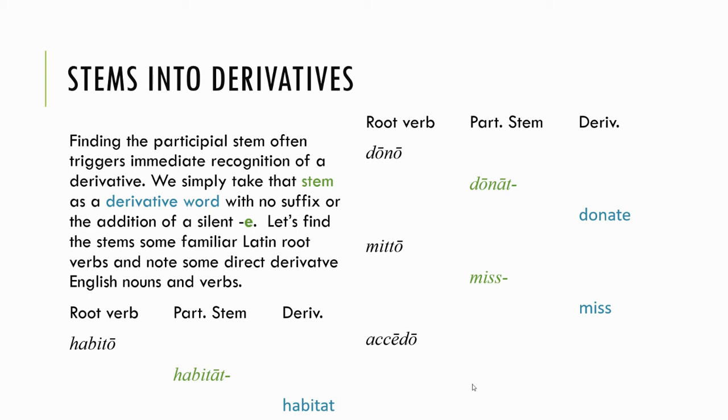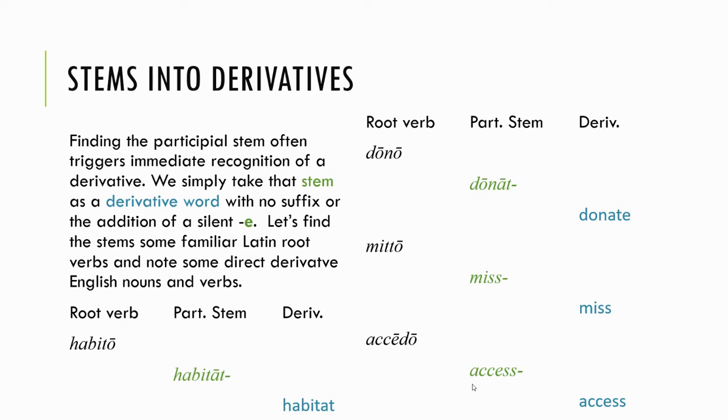Acedo, participial stem from acessurus is just acces in English. We would pronounce that as access. So the participial stems by their lonesome or with the addition of a silent E can create a lovely English derivative that we use in English either as a noun, like habitat or miss or access, or as a verb.